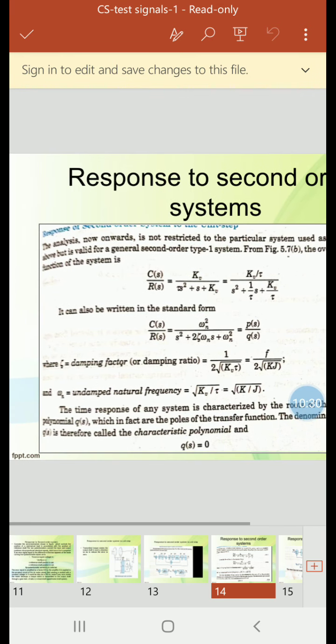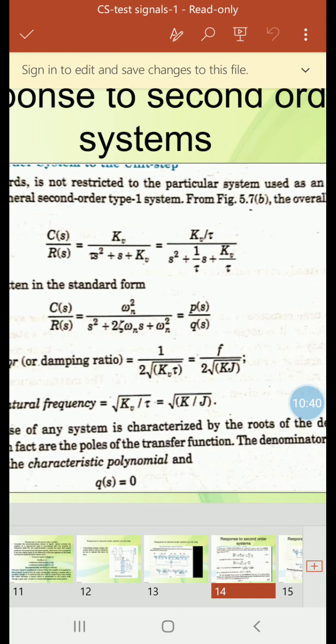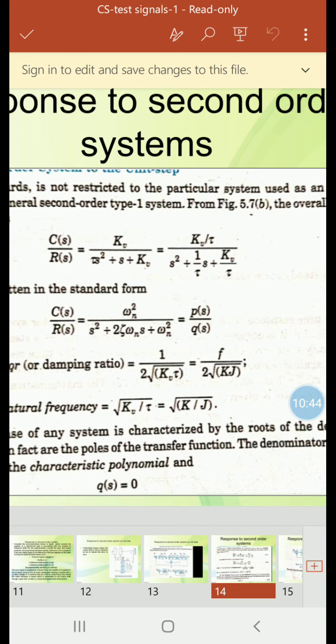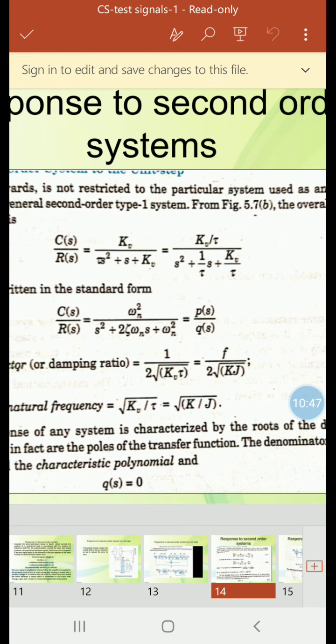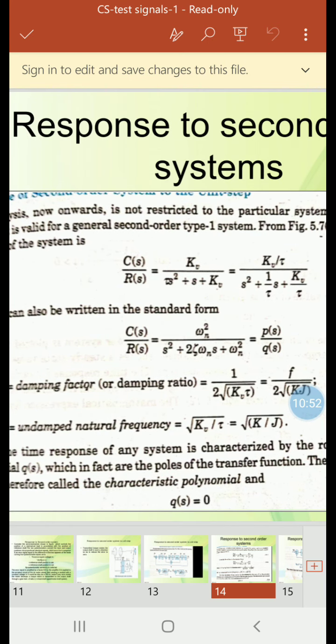The time response of any system is characterized by the roots of the denominator polynomial, which is denoted by Q(s). These roots are the poles of the transfer function. The denominator polynomial Q(s) is therefore called the characteristic polynomial, and Q(s) equal to 0 is the characteristic equation.